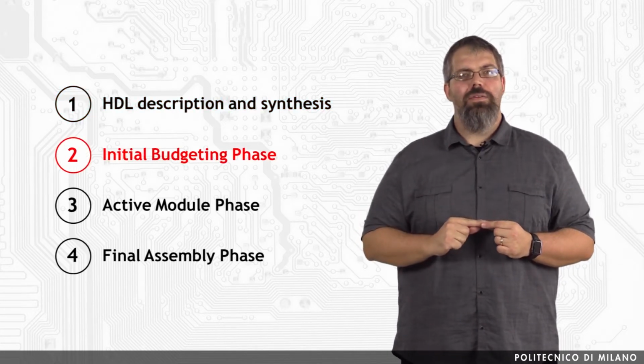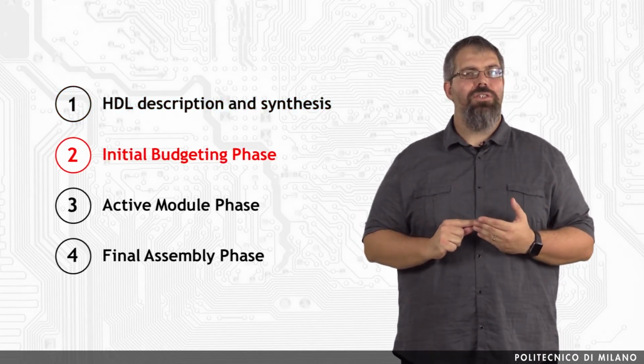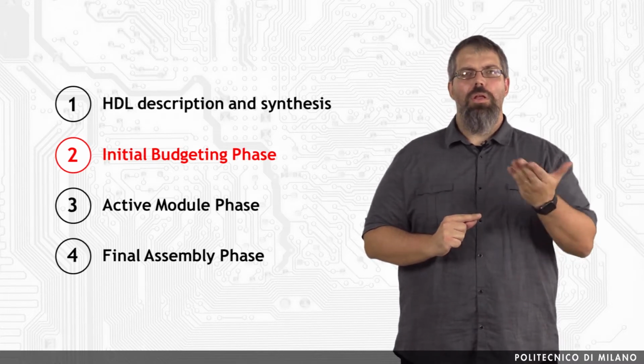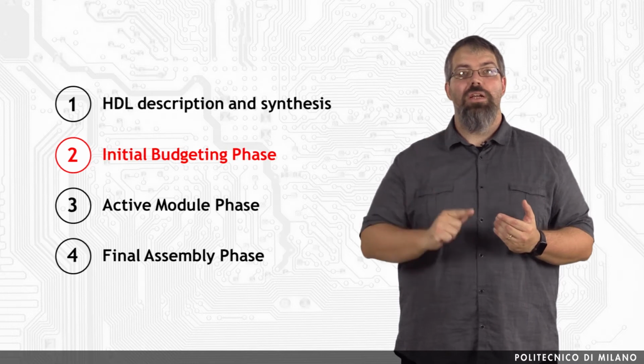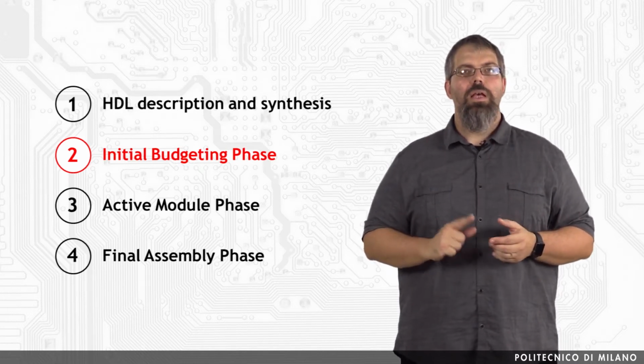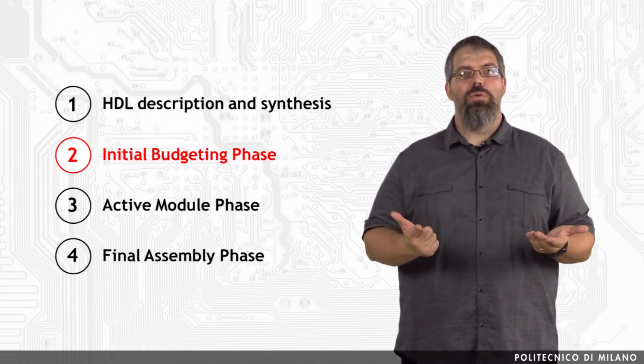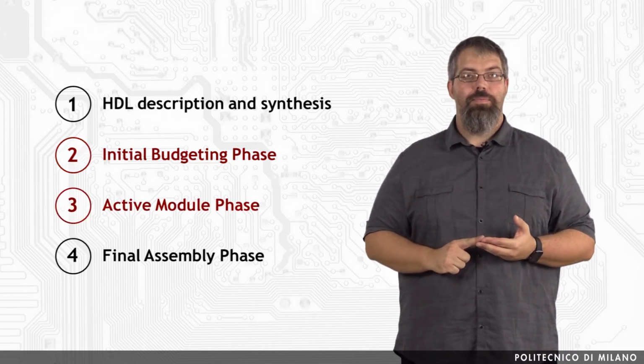During the initial budgeting phase, we are defining design constraints. As an example, during this phase, we are going to identify the area constraints for each area used to implement a module. This is what we are used to referring to as the floor planning phase.